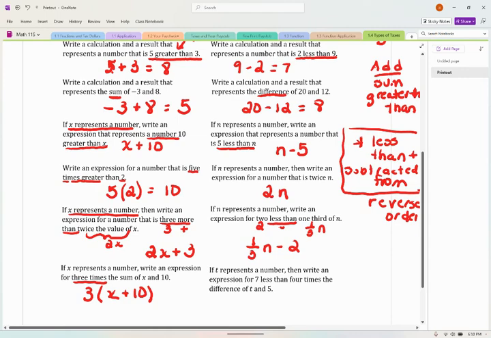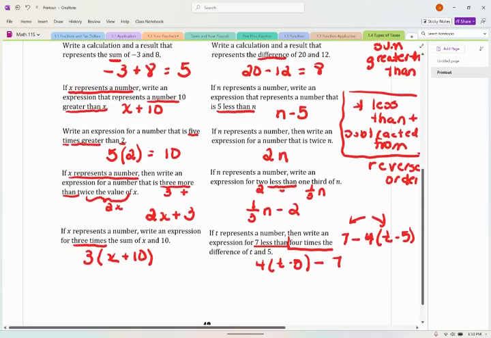Okay. If t represents a number, then write an expression for 7 less than 4 times the difference of t and 5. So 4 times the whole difference, right? But the problem here is, again, we use the words less than, so we have to flip the order. So we want to start with 4 times the difference of t and 5, and then subtract 7. Okay, so be careful. You're reversing the order whenever you see less than or subtracted from.